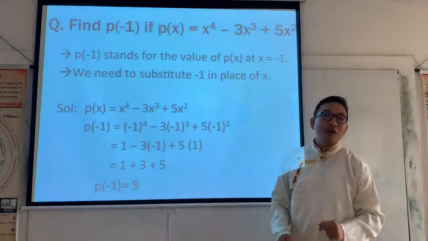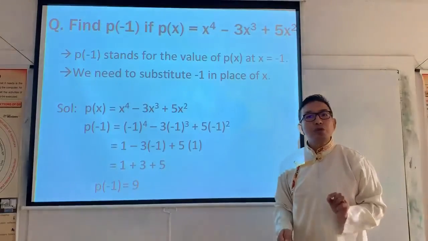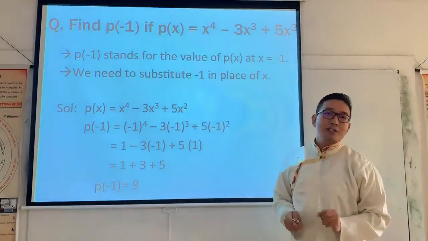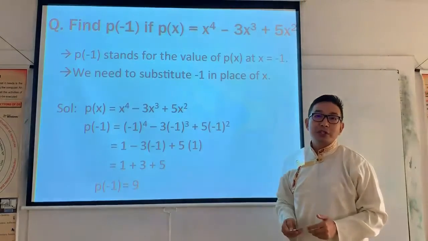So we were asked to find p of negative 1, the value of the polynomial at x is equal to negative 1, and it is 9.